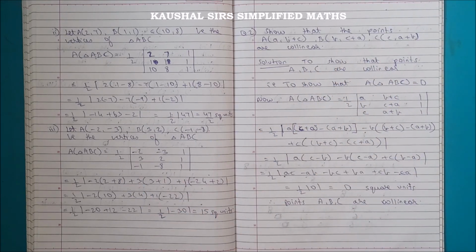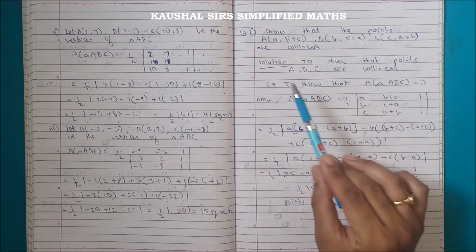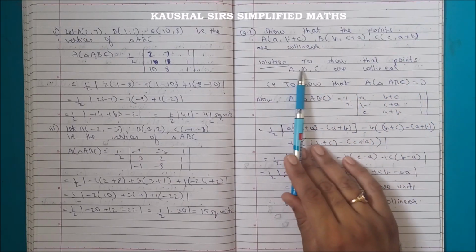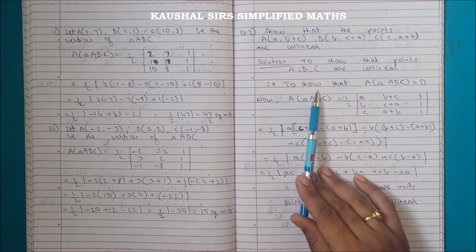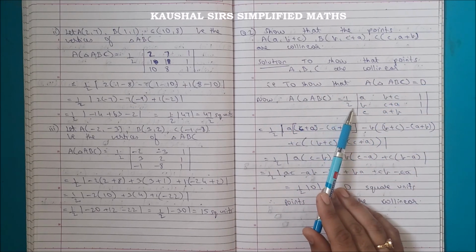Now students, in the notes we have seen the third point, that if the points are collinear, you can say that the area of the triangle is 0. So to show that the points are collinear, you want to show that the area of triangle ABC is 0. So write the formula for the area of triangle ABC.